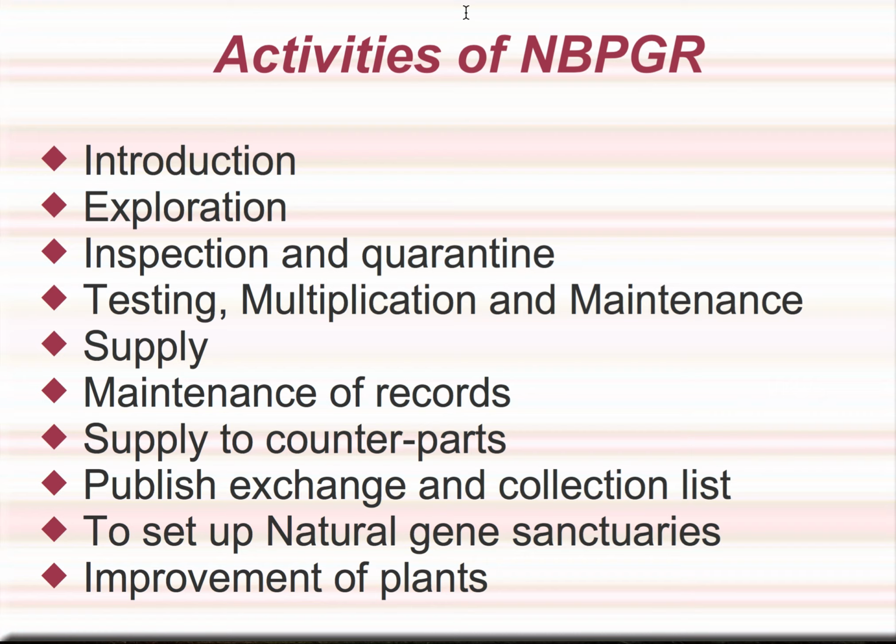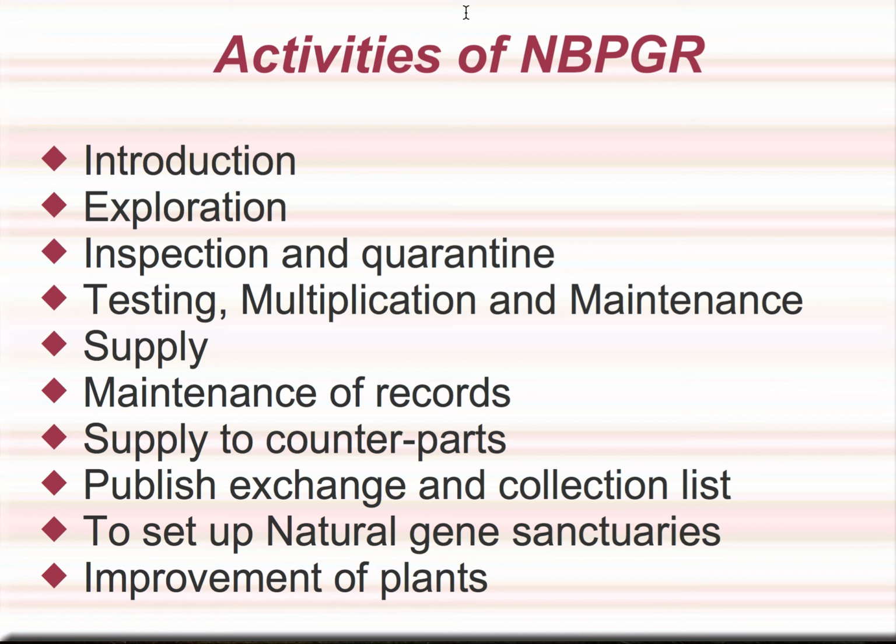Whatever it has exchanged, whatever it has collected, it maintains lists and records, and it regularly publishes this exchange and collection lists. An introduction newsletter containing such lists is being published by FAO, Food and Agriculture Organization, since 1957. It's being done at regular intervals. And NBPGR also published some lists and is in the process of publishing some other catalogs also.